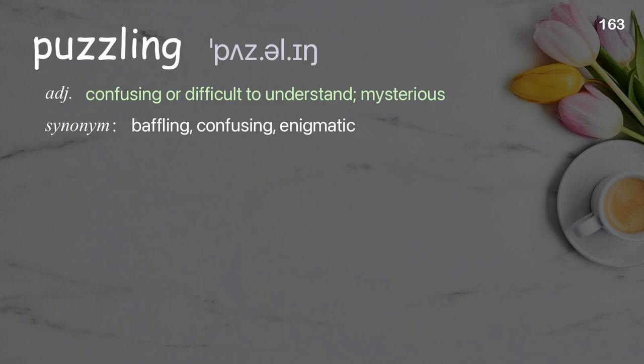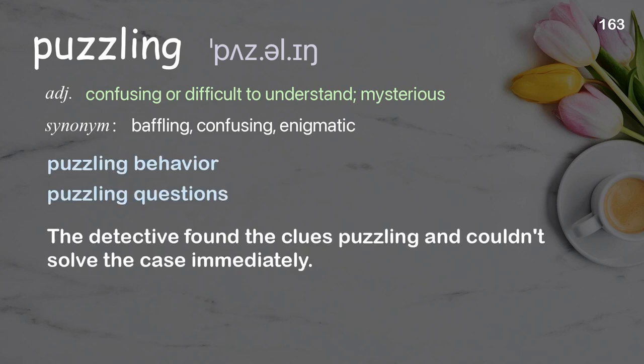Puzzling. Confusing or difficult to understand, mysterious. Examples. Puzzling behavior. Puzzling questions. The detective found the clues puzzling and couldn't solve the case immediately.